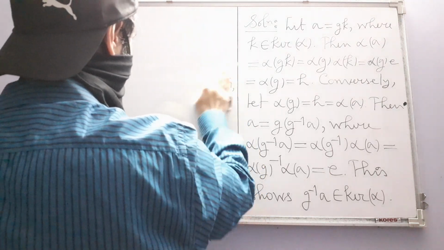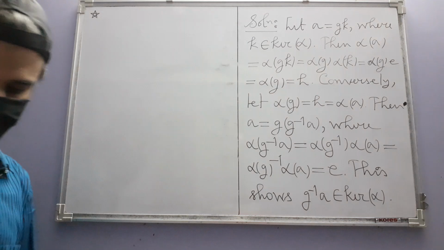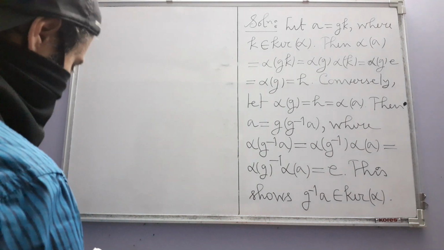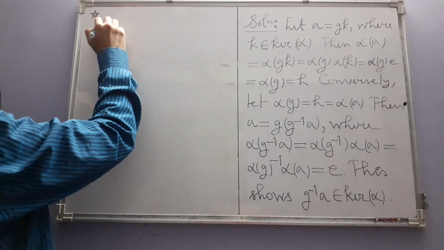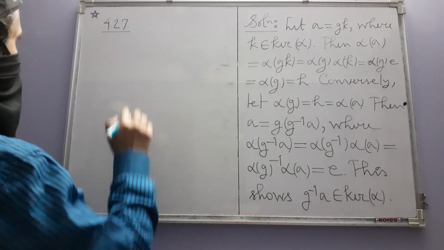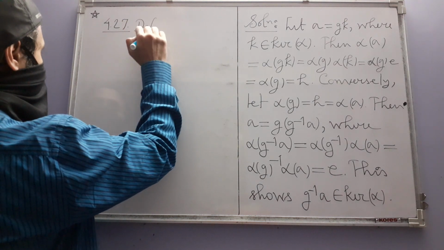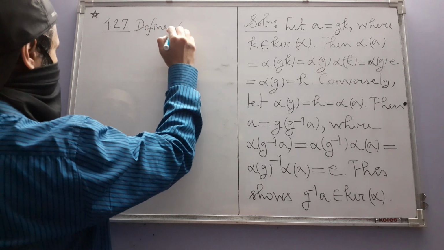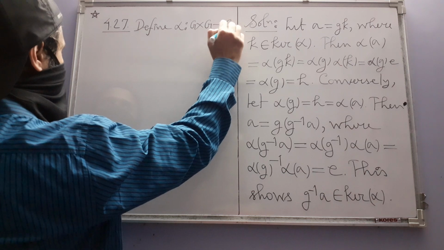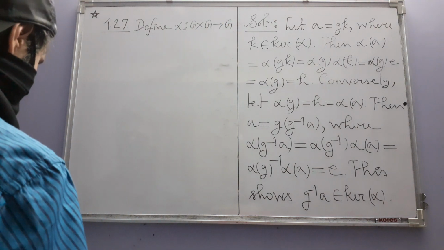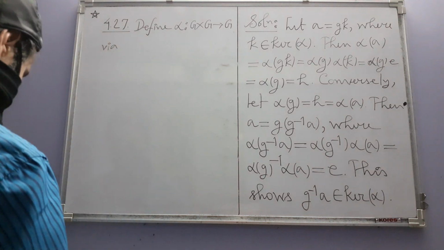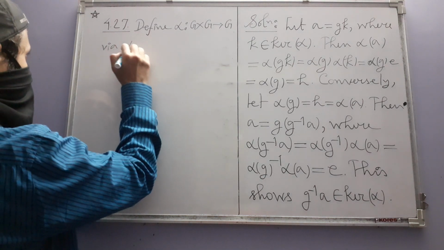And finally, let's solve one more. This one is very nice. It looks quite nice. Define alpha from G times G into G. So here alpha is a function, and the rule for the function is just this.